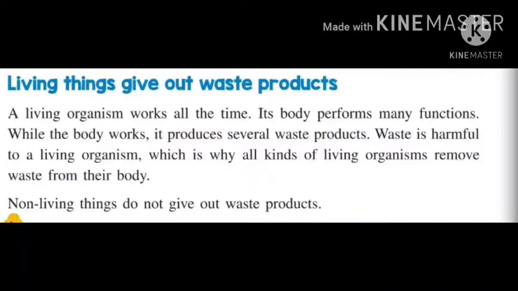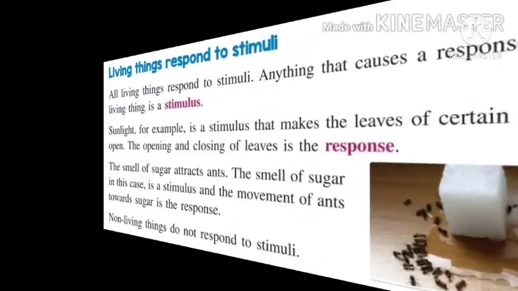Non-living things do not give out waste products. So we can see all the living things give out their waste products. It can be in the form of sweat, urine, or transpiration. Because all the waste products are harmful for the living organism, that is why they give out these waste products from their body. But the non-living things cannot do so.